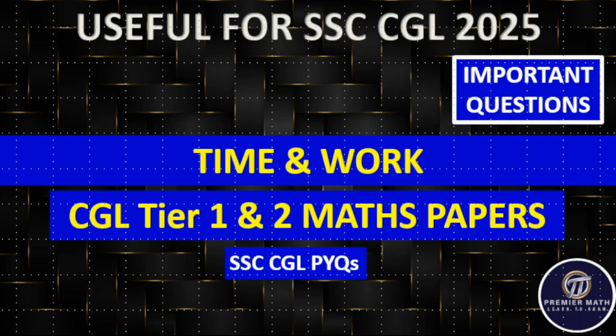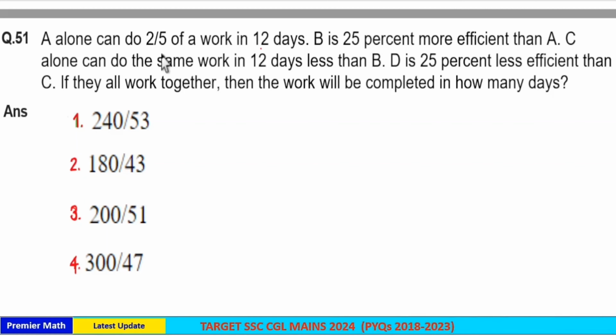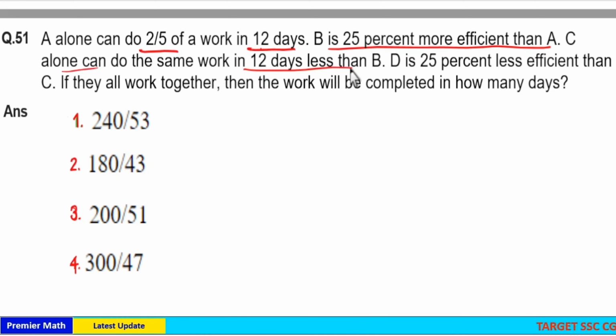Our first question is, A alone can do 2 by 5th of work in 12 days. B is 25% more efficient than A. C alone can do the same work in 12 days less than B. D is 25% less efficient than C. If they all work together, then work will be completed in how many days?